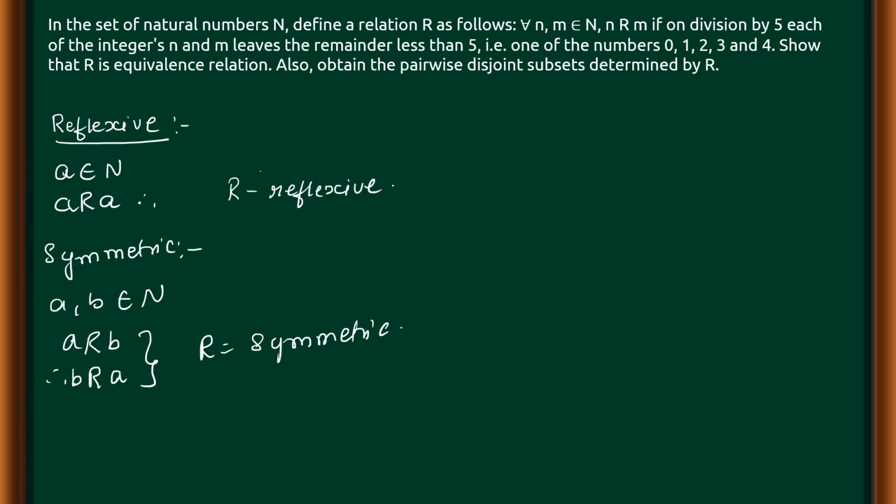Correct? Now let us see what it is with transitive. What is the basic requirement of transitive? Okay, so let's do transitive. A, B, C are natural numbers. Correct? So A, B and C belong to natural numbers.